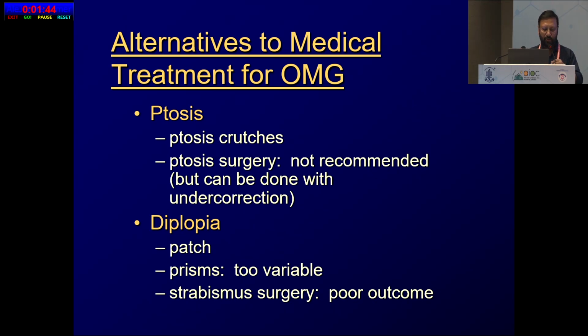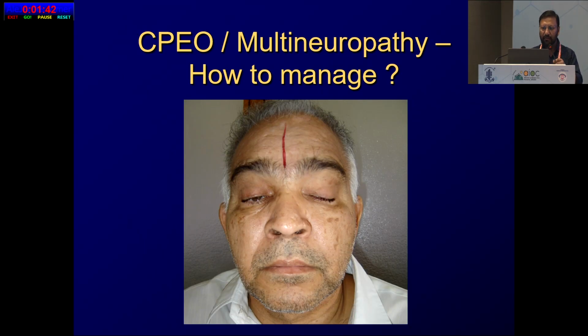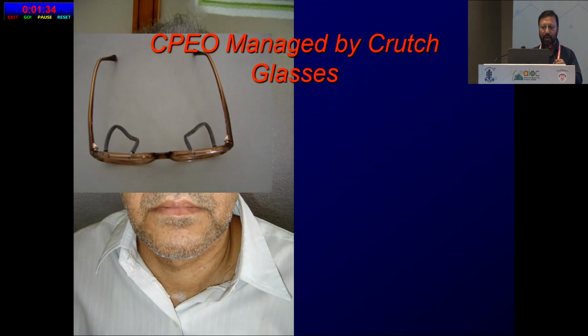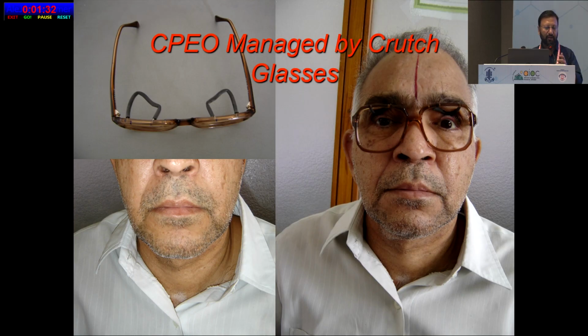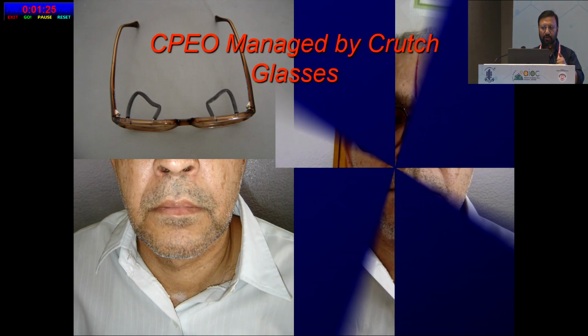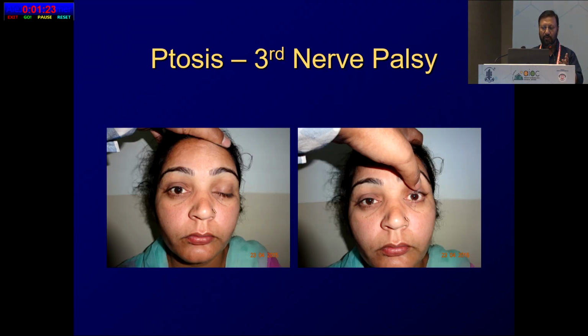In diplopias, you can do patching and prisms and all that stuff. In CPO, where it is not improving with medical management, there is restriction of the movements. You can give crutch glasses to manage this patient, and then you can lift the eyelids. But sometimes I have started doing surgeries after doing a proper counseling with under correction, just to spare the pupils so the patient can see.